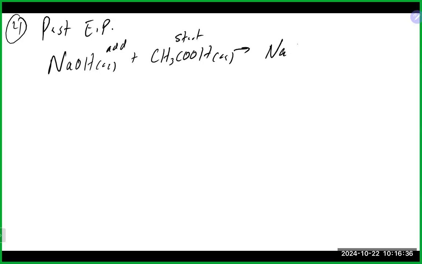Still producing our sodium acetate and our water here. So once again, we will need to do an ICE table at this part of the titration. I will start with my 4 moles of acetic acid. But now, like we've seen before, we are past the equivalence point, which means the moles of acid and base are no longer equal to each other.